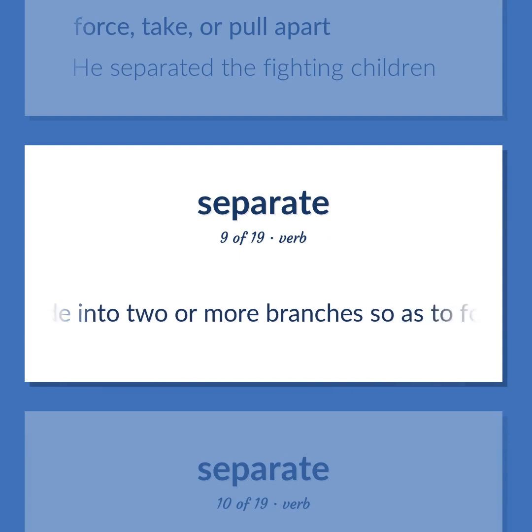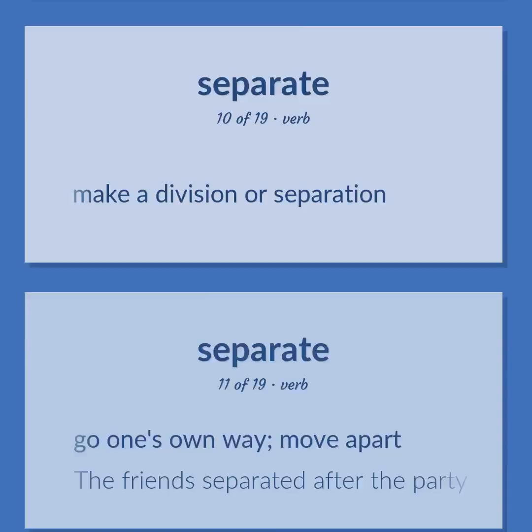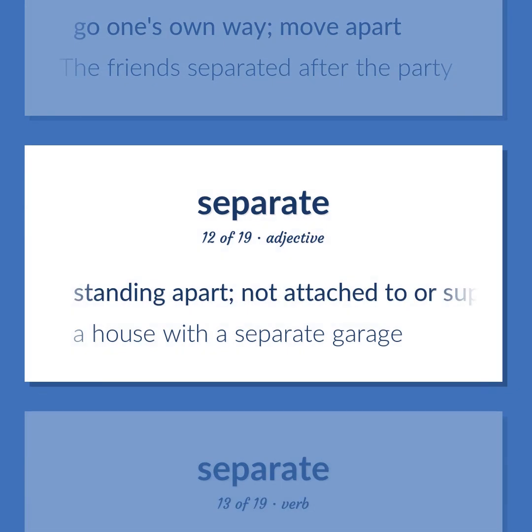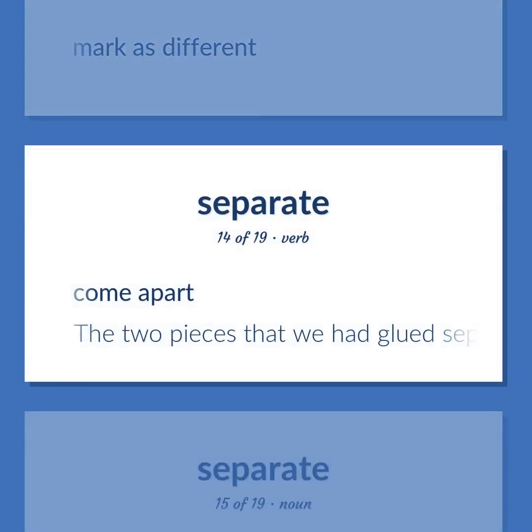Divide into two or more branches so as to form a fork. Make a division or separation. Go one's own way. Move apart. The friends separated after the party. Standing apart. Not attached to or supported by anything. A house with a separate garage. Mark as different. Come apart. The two pieces that we had glued separated.